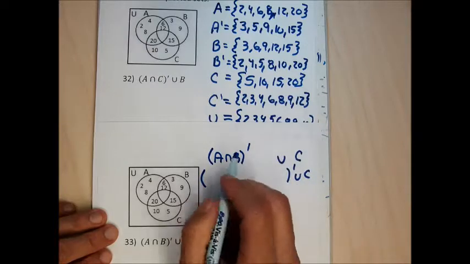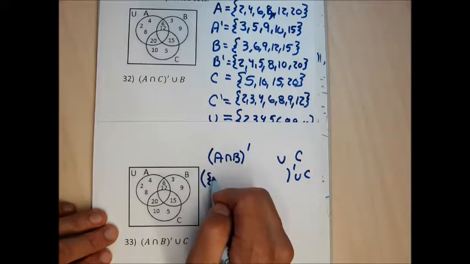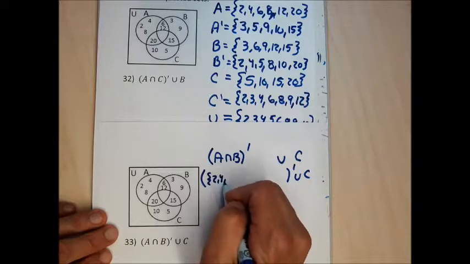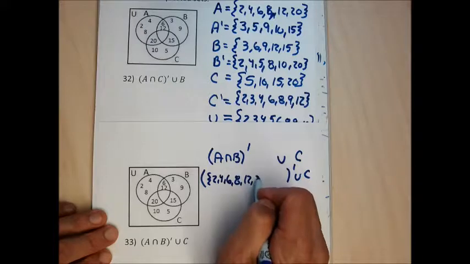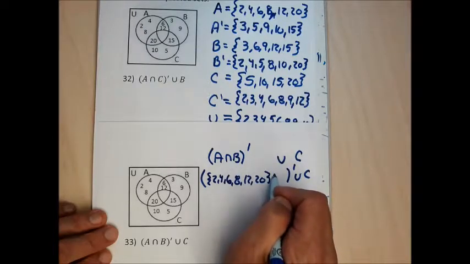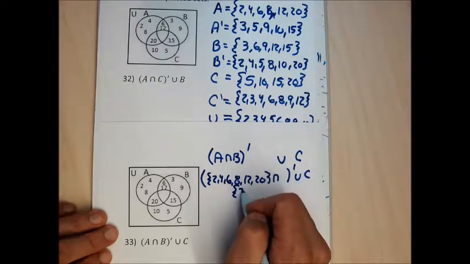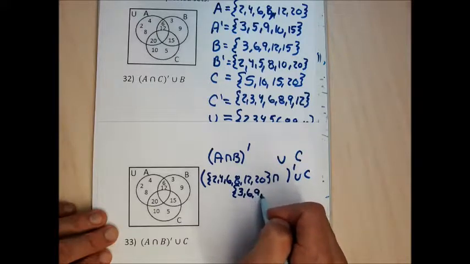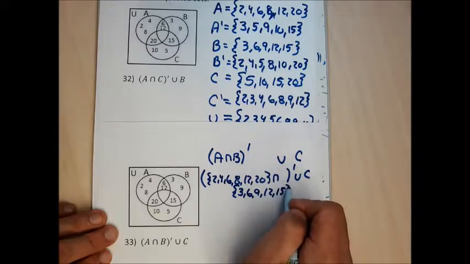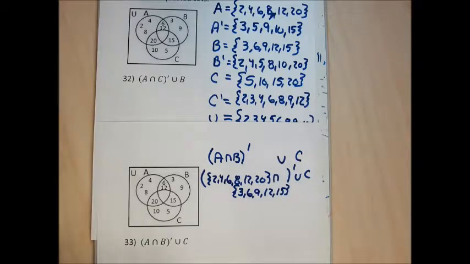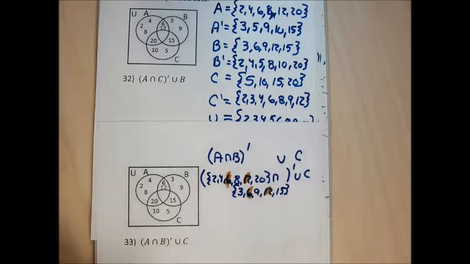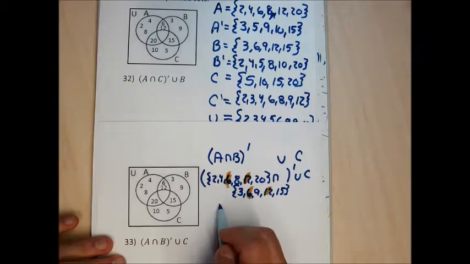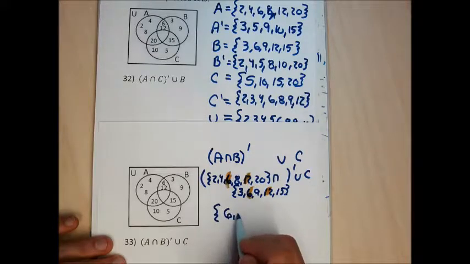To do A intersection B inside the parentheses, I find out what A, which is 2, 4, 6, 8, 12, and 20, intersects with B, which is 3, 6, 9, 12, and 15. When I intersect those two sets, A and B, I write what A and B have in common. And what A and B have in common are 6 and 12. So the A intersection B part of this is just going to be the set that contains 6 and 12.